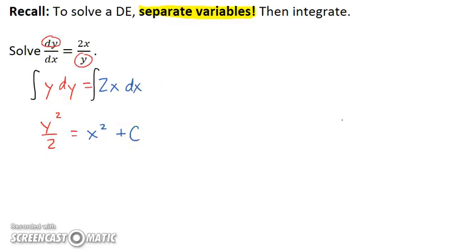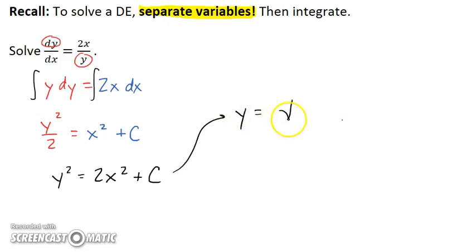Now the only thing I've got to do here that I neglected to do so far is that I need to solve this thing for y. So I'm going to multiply both sides by 2, and I'll say that y squared would equal 2x squared plus, and I could write 2c here, but again, since c is an arbitrary constant, 2c is a constant also. Let's just call that c. Okay. And my last step, my solution step, the thing I need to get y by itself, is to take the square root of both sides. So y would be the square root of 2x squared plus some arbitrary constant c.